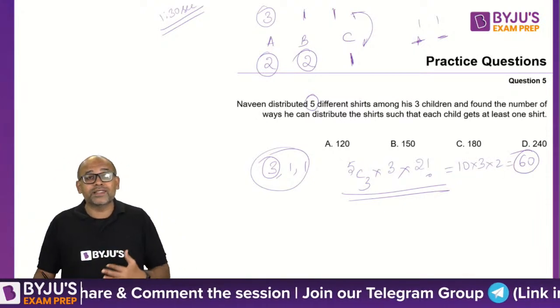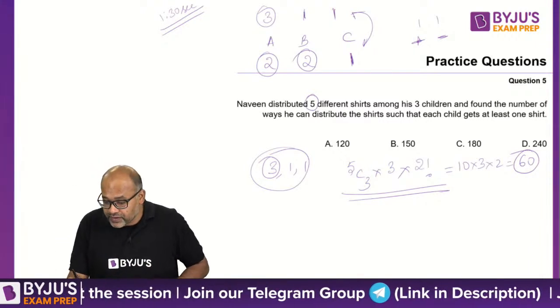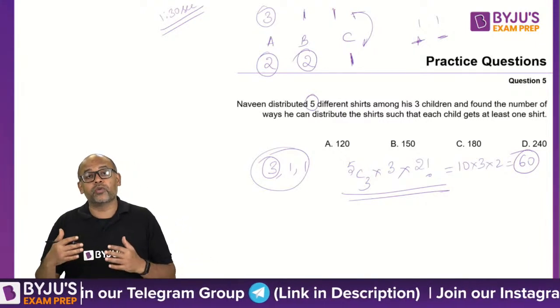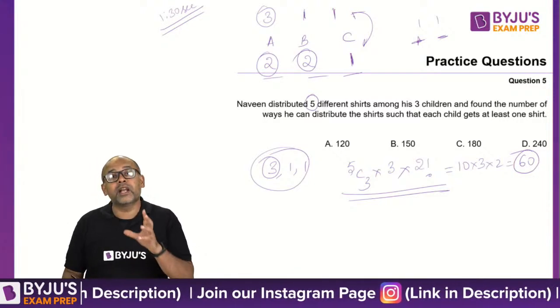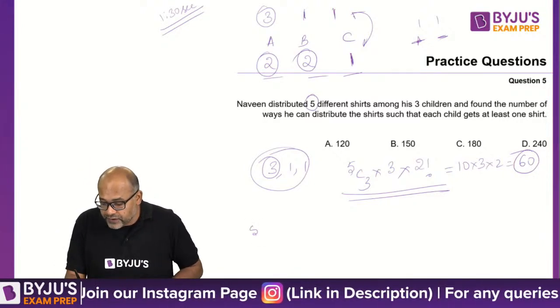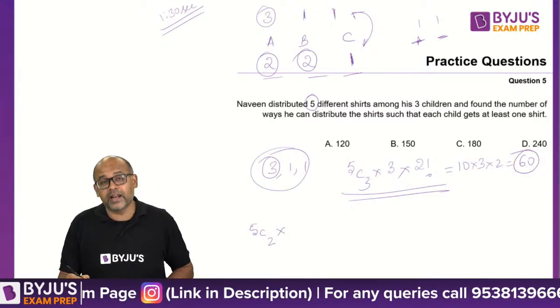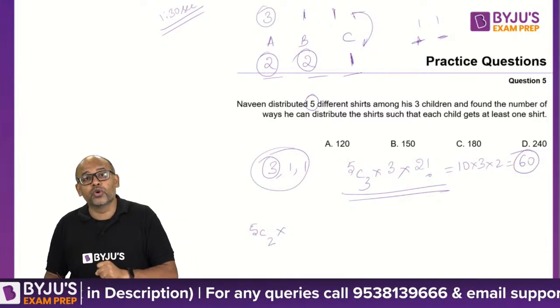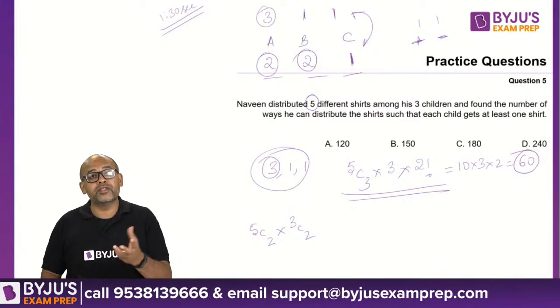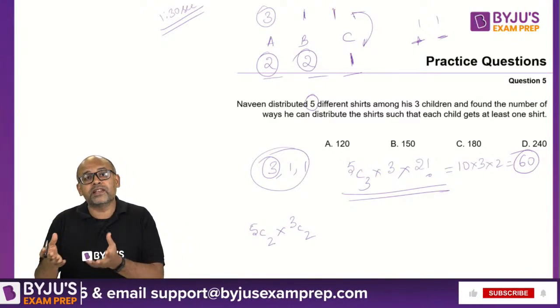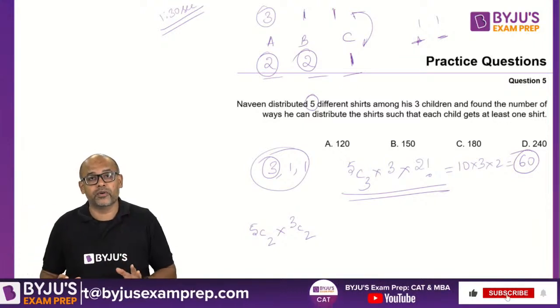Now let's go ahead and look at the second case, which is 2, 2 and 1. First let me form a group of 2. So that is 5C2. Once this is done, now I will form the next group. The next group is 3C2. And of course, once I select these 2, the remaining shirt is left out.